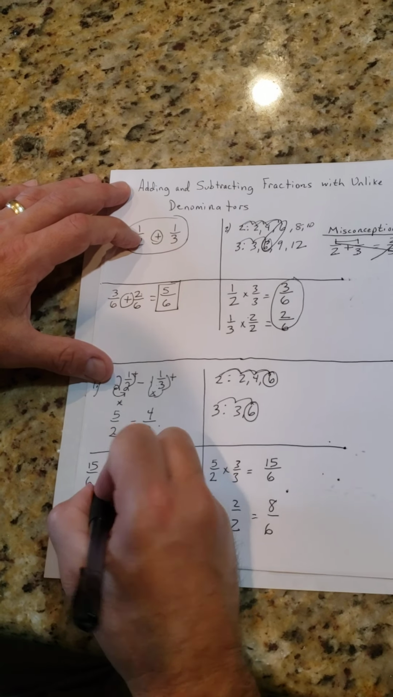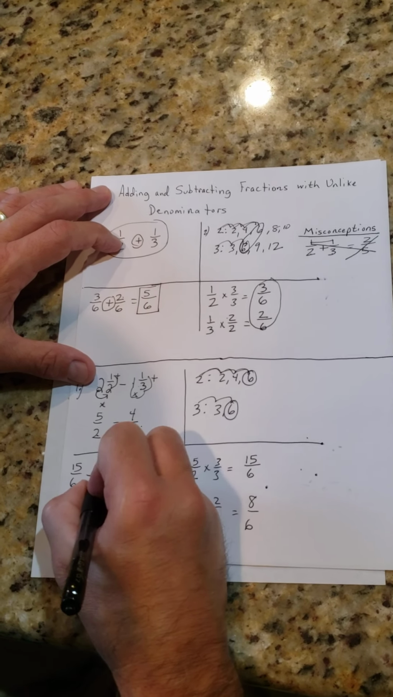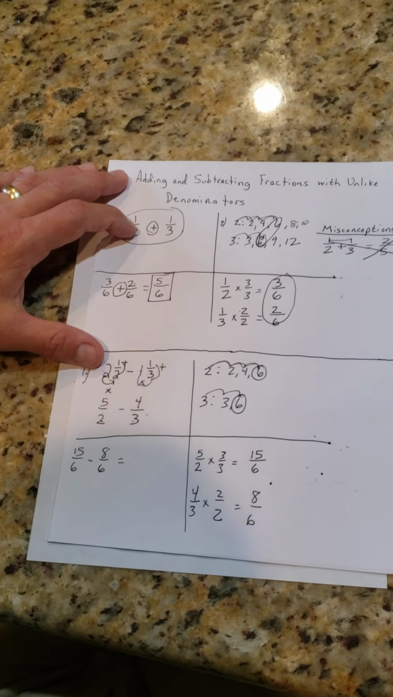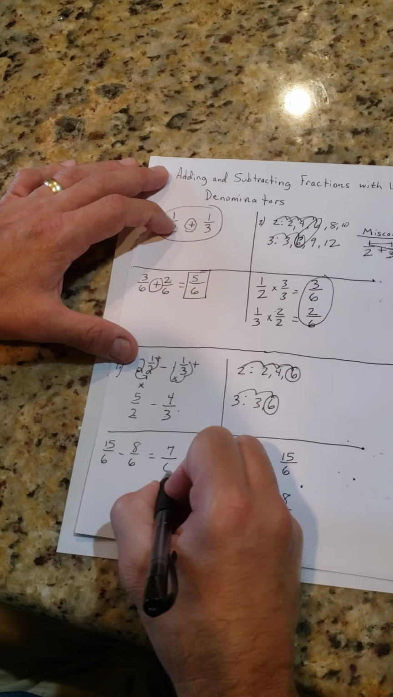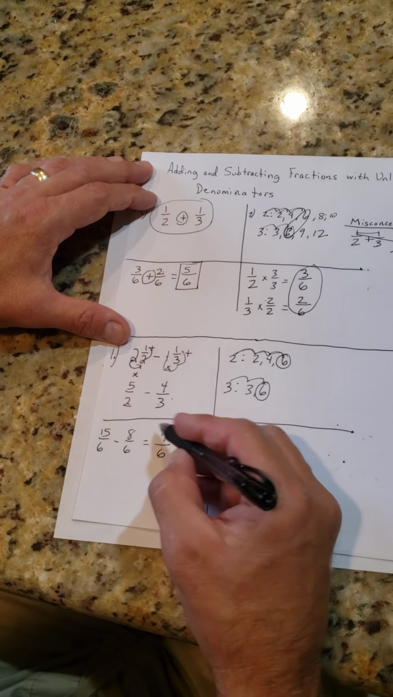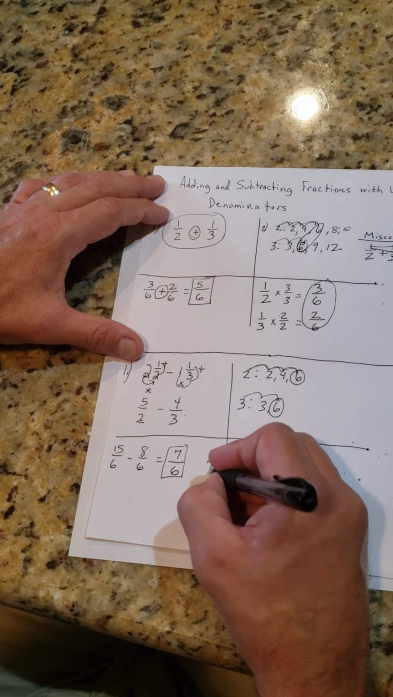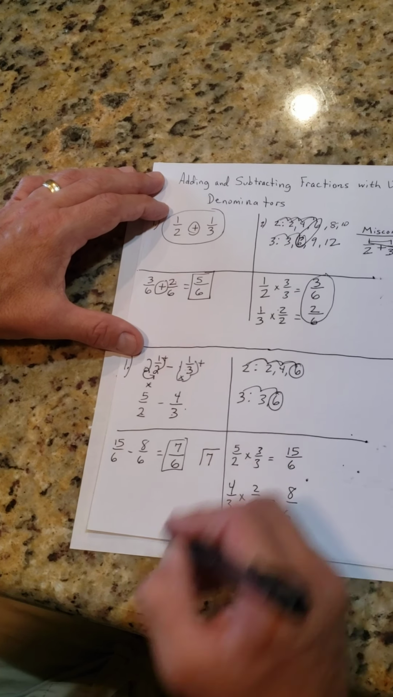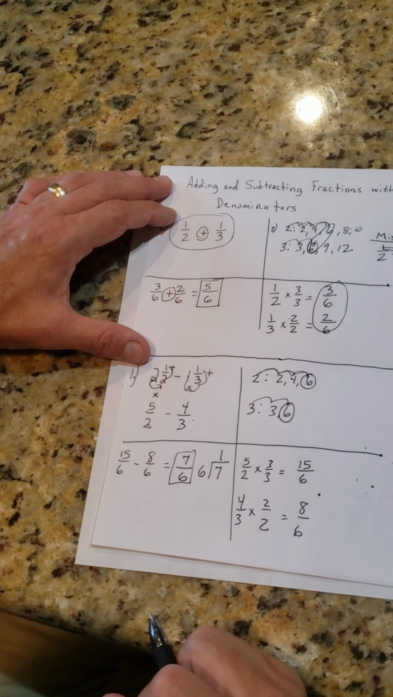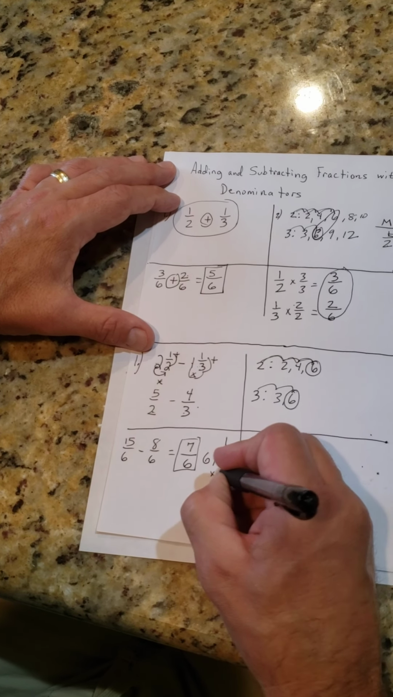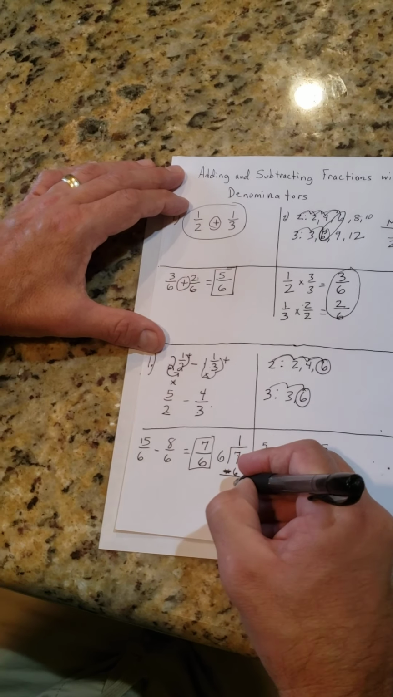Now I have fractions that have the same denominator. They have like denominators. So now I can subtract: 15 take away 8 is 7. Denominator stays the same. Well, now looking at my answer, I see that I'm not done yet because I have an improper fraction. So remember, we have to divide the numerator by the denominator. 6 goes into 7. There's one group of 6 I can take away from 7. That should be a subtraction. 7 take away 6 is 1.